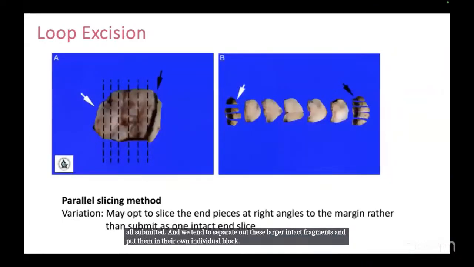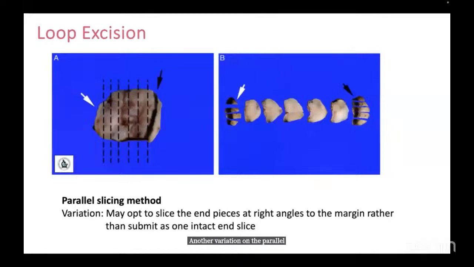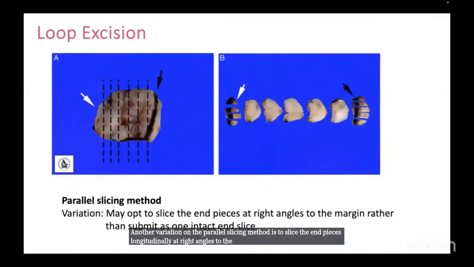Another variation on the parallel slicing method is to slice the end pieces longitudinally at right angles to the margins, as is illustrated here. We don't do this in our practice. We put in whole single slices of the 3 and the 9 o'clock ends, and if we have lesion in those slices, we just cut deeper levels to assess their proximity to margins.